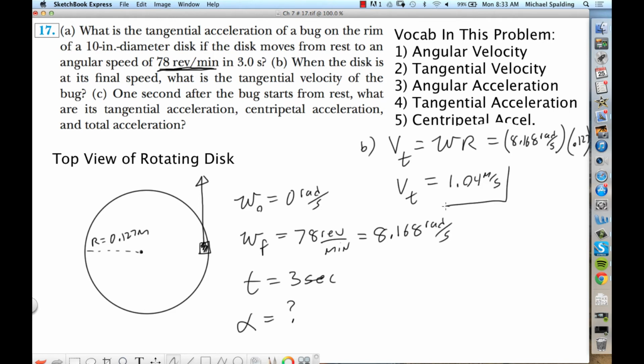meter per second. So look, if this bug left the circle at that exact moment, what would be its velocity tangent to the circle? 1.04. That's all tangential velocity is.